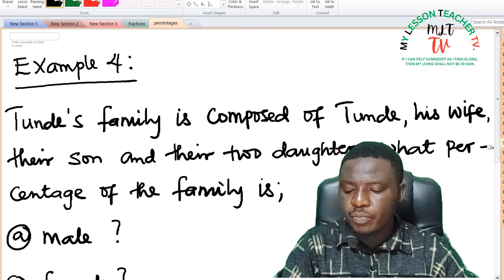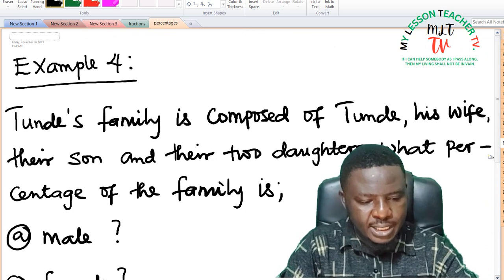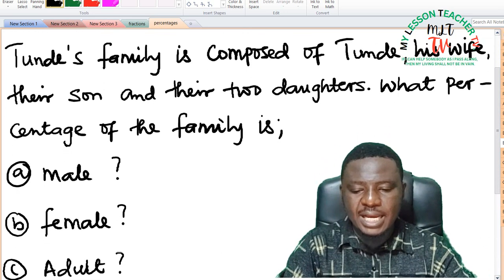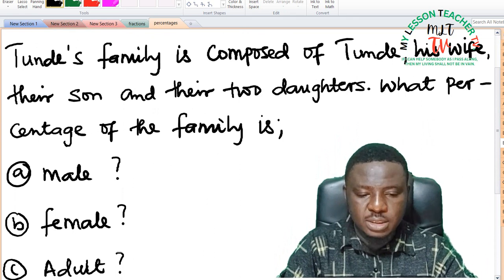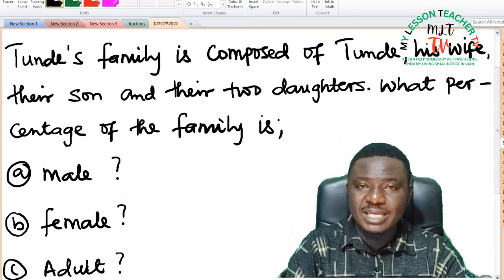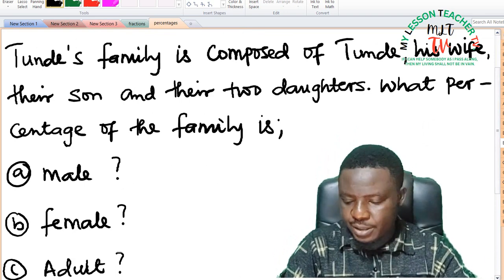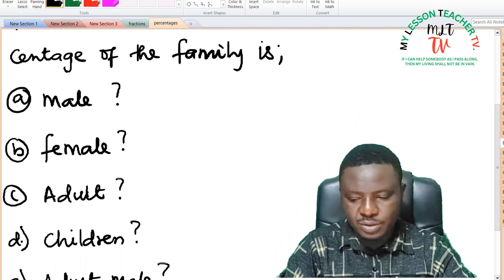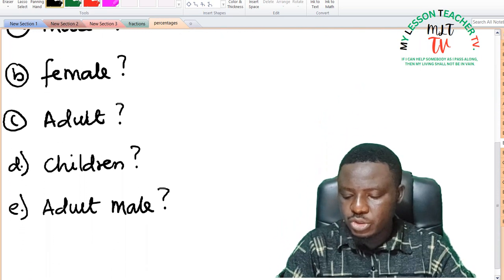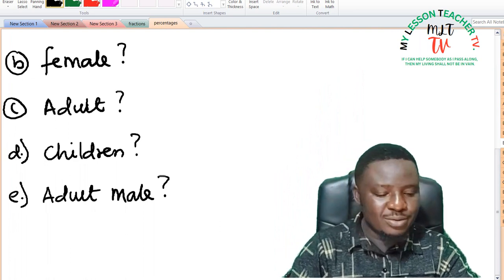Example 4 says, Tunde's family is composed of Tunde, his wife, their son, and their 2 daughters. What percentage of the family is A, male, B, female, C, adult, D, children, and E, adult male?